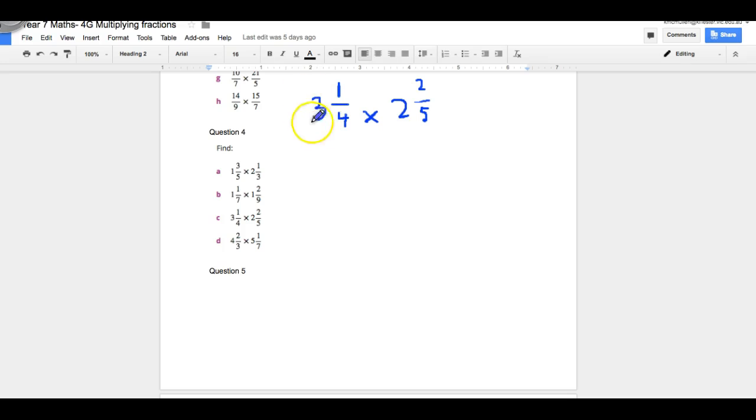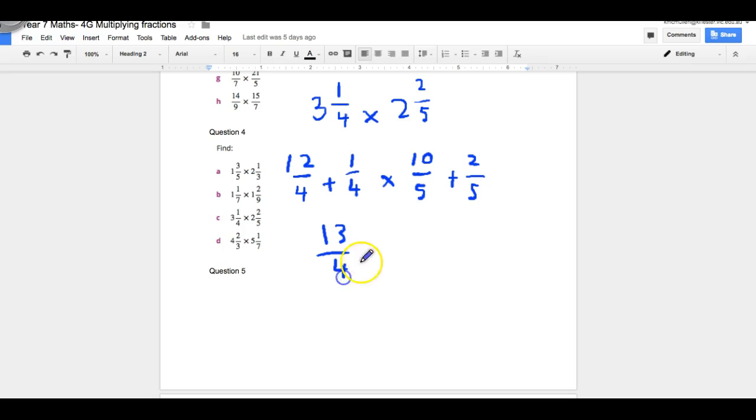Okay, so I'm going to rewrite that 3 as something over 4. So 3 times 4 is 12. Okay, so there's 12 over 4 is the same as the number 3. And 2 I'm going to write in fifths. So 2 times 5 is 10. And we've got 2/5. Okay, so add these together, I get 13 quarters. Add these together, I get 12 fifths.